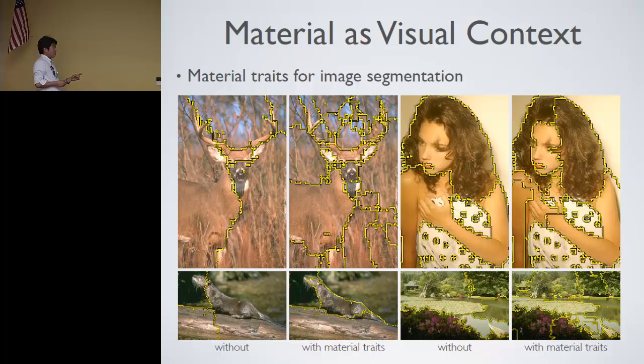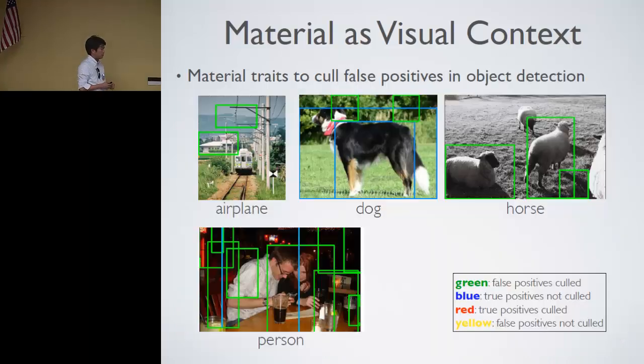Using the material traits, we can use it to help object detection, which is, of course, a central topic in computer vision. When we train the classifiers for the object detection, for each of the bounding boxes, we can compute the material traits, and then train another classifier that checks whether that bounding box that you detected has a visual material trait distribution that conforms to that object that you're trying to detect, right? Which lets us cull false positives, which is a real headache for object detection.